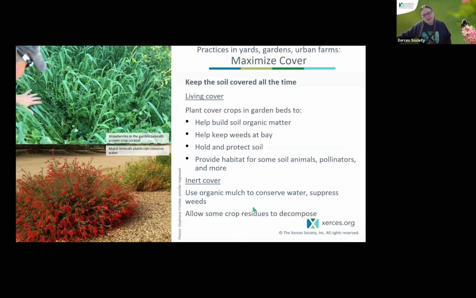And then using organic mulches to conserve water and suppress weeds can be another option under inert cover, and allowing some crop residues to remain on the field to decompose, right? Which also provides other benefits like cover for these animals, cover for the soil, nutrients for the soil.